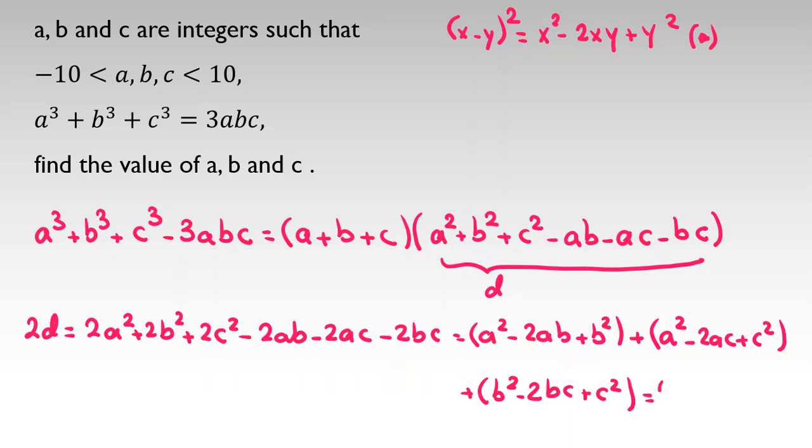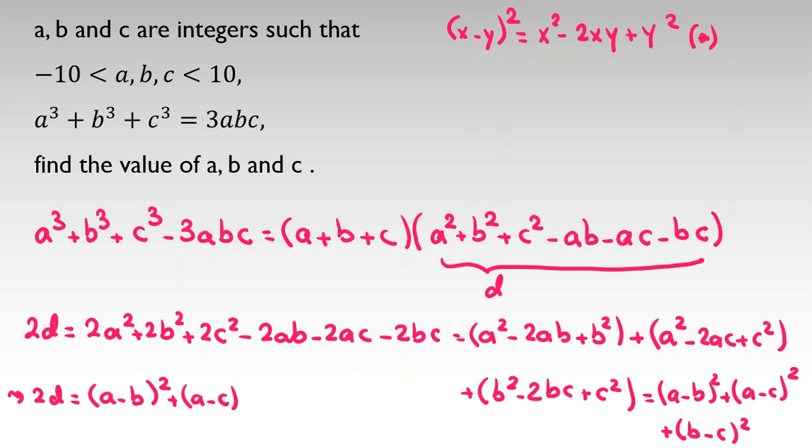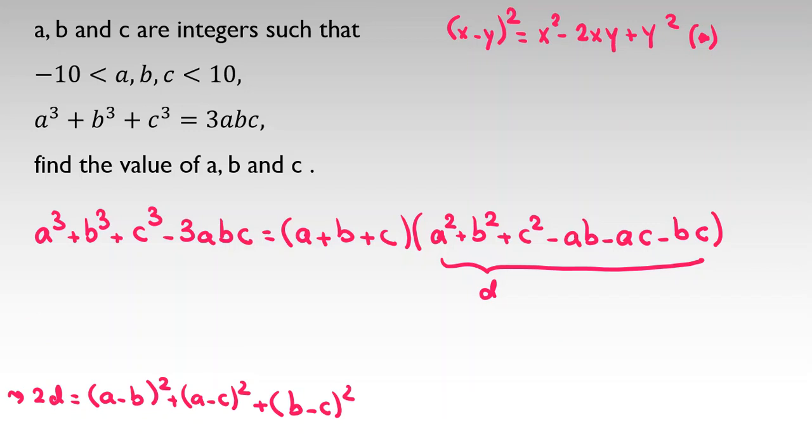Now, if we use the identity here, if I call this a star, the first one is a minus b squared. The second term is a minus c squared. And the last term is b minus c squared. So we can say 2D is a minus b squared plus a minus c squared plus b minus c squared. Okay, we prove 2D is this.